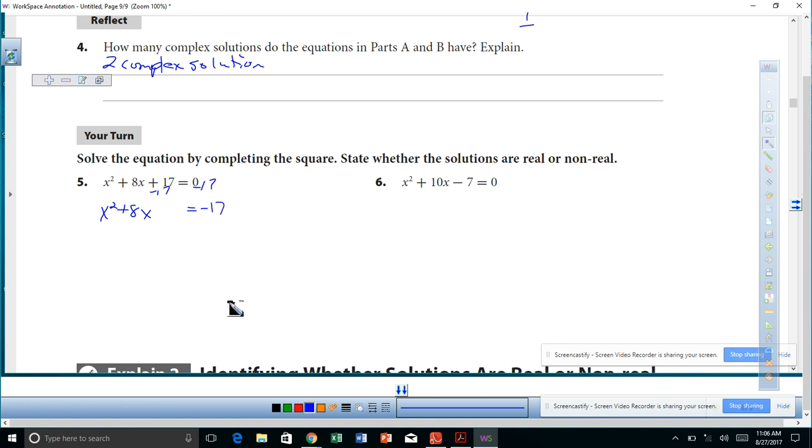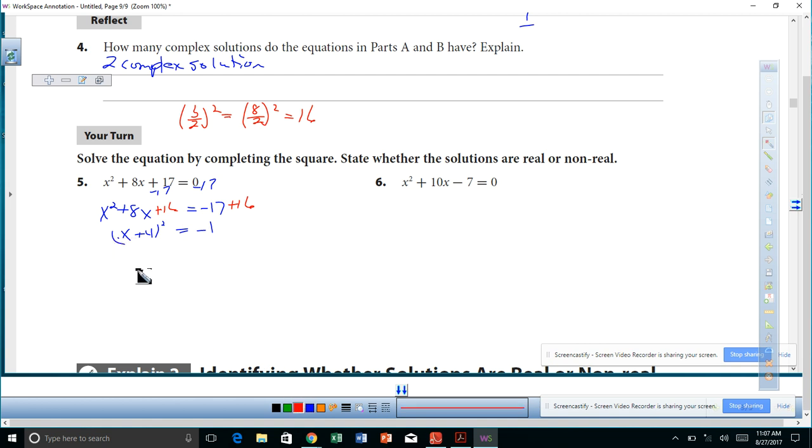Then we're going to have (b over 2) squared, which is going to be (8 over 2) squared. 8 divided by 2 is 4. 4 squared is 16. So we're going to add 16 to both sides. That's going to make this (x plus 4) squared equals negative 1. Negative 17 plus 16 is negative 1.